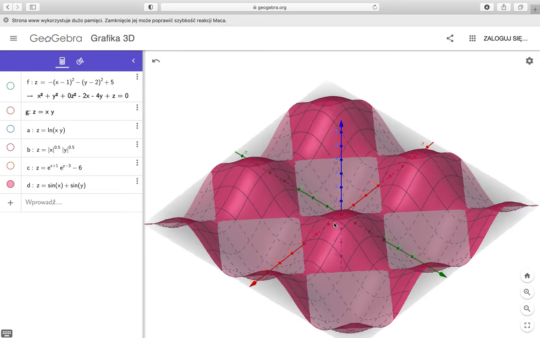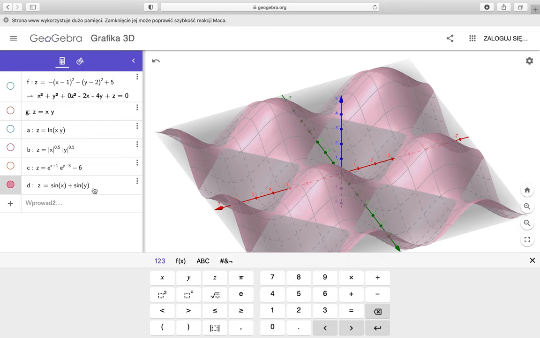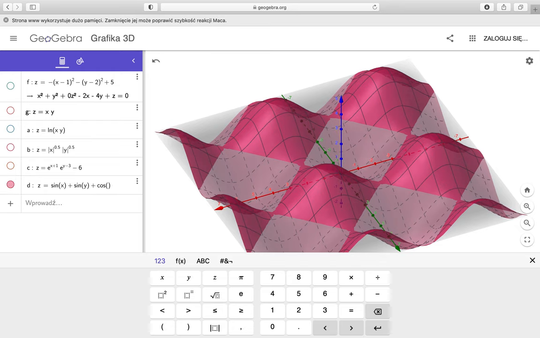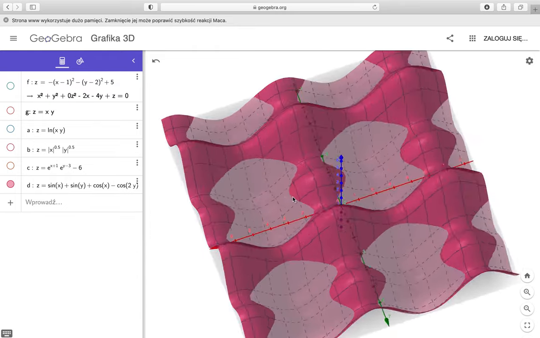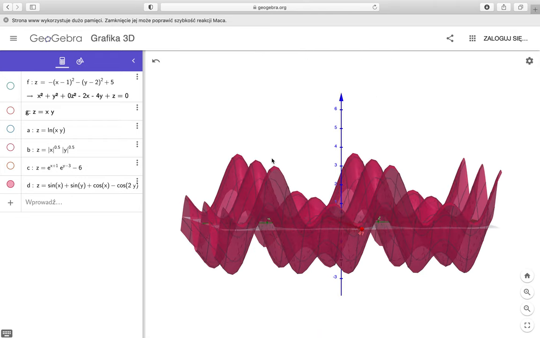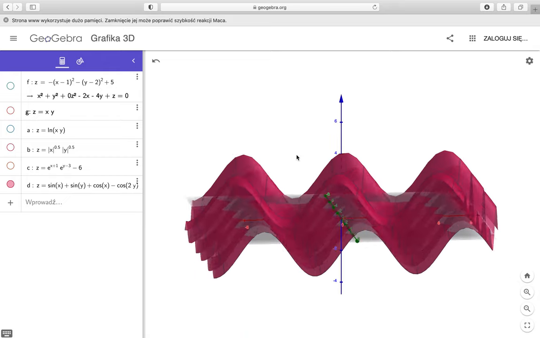And with this, as you see, we can get more hills and more valleys. And look, we can easily make this shape way more complicated, for example, by adding cosine x and subtracting cosine 2y. And with that, we can get any imaginable, but still repetitive, constellation of hills and valleys.